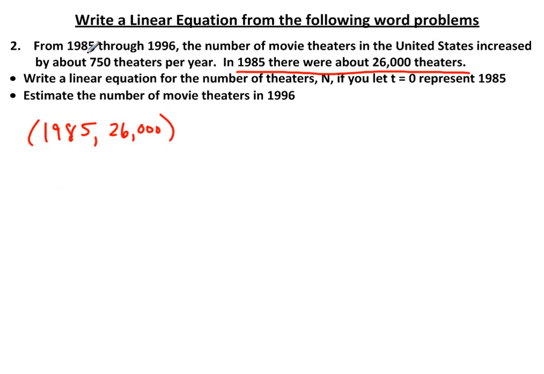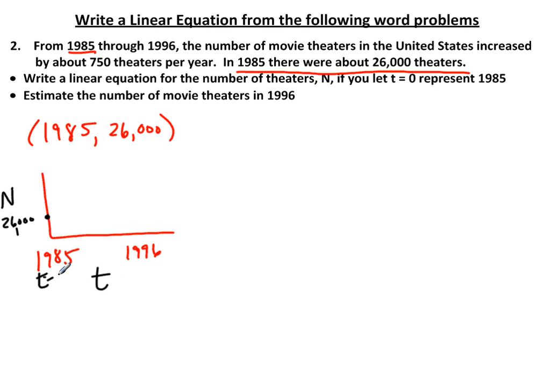All right, and we know we're starting in 1985. So when I graph this, I'm going to put 1985 right here, and they talked about 1996, so I'm going to put this down over here. I know in 1985, I had about 26,000 theaters. Now they said, write a linear equation for the number of theaters, and they're calling the number of theaters n. So that's my y in my equation. And I'm going to let t be my time. And they said, let t equal 0 be 1985. That's nice. So if 1985 is 0, 1996 is 11 years later, so this is t equals 11, just for our future use.